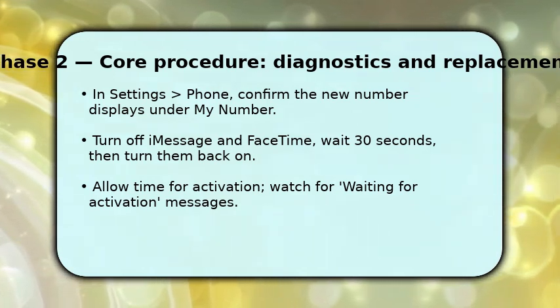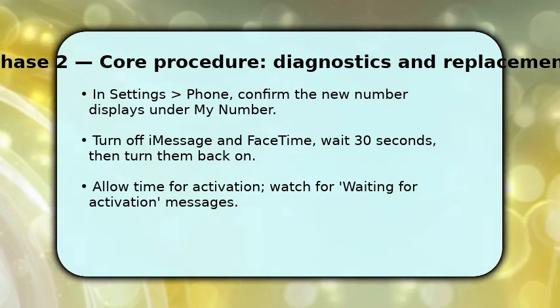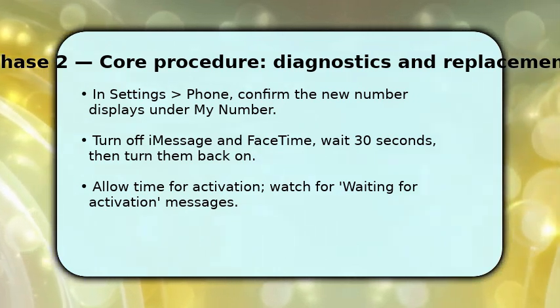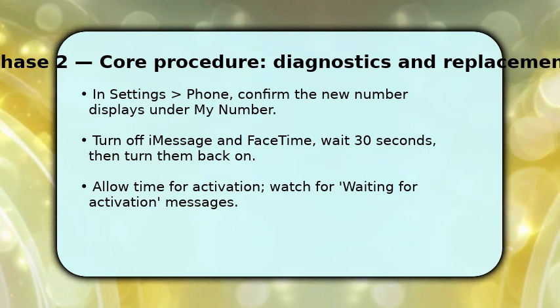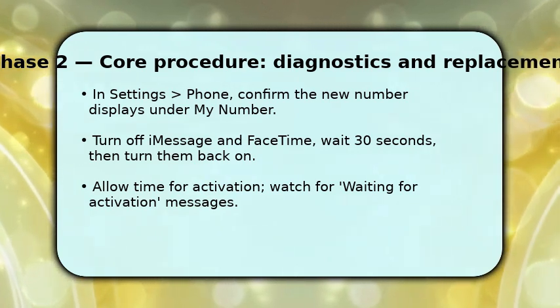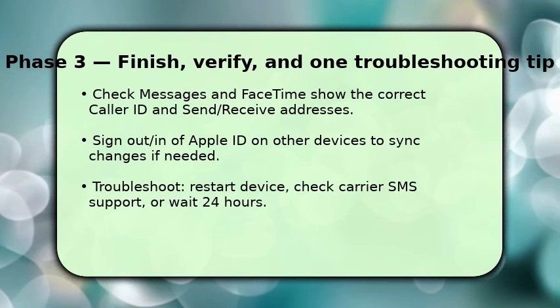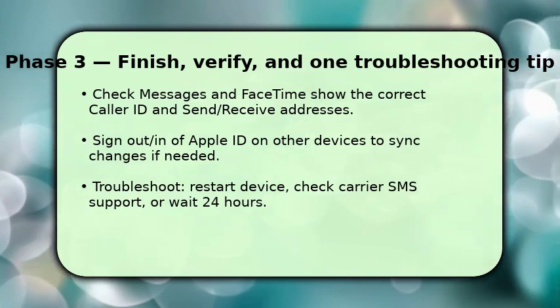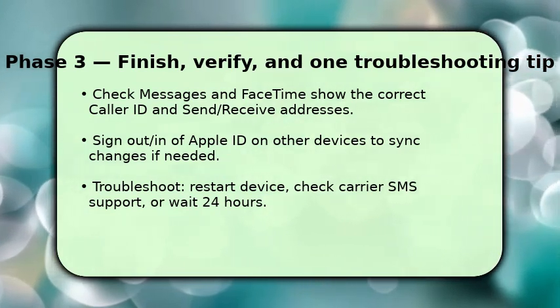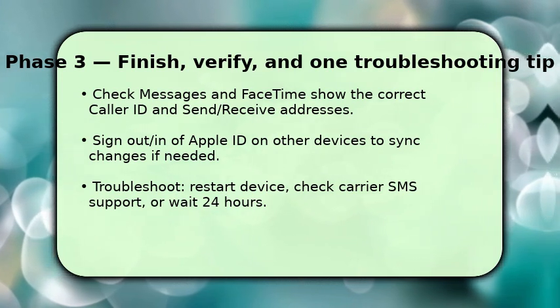Make sure you remain connected to data, because activation uses SMS or network signaling to verify ownership, and that process can take a minute or two. You finalize by verifying the change. Open Messages and FaceTime, then confirm the caller ID and send/receive settings show the new number.